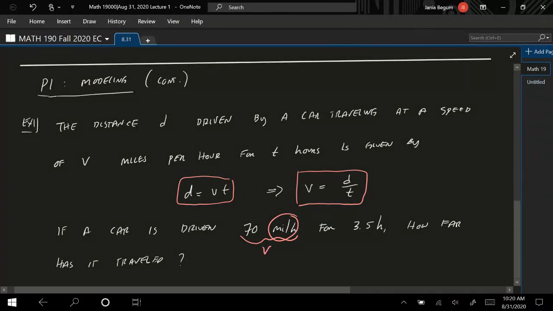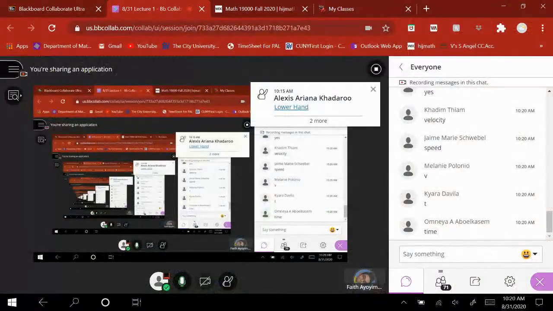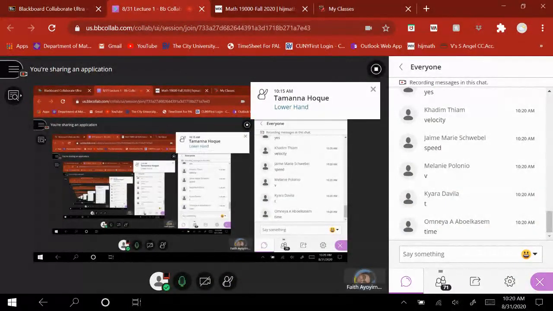For 3.5 hours, which component is this one? Time. Time. Right.